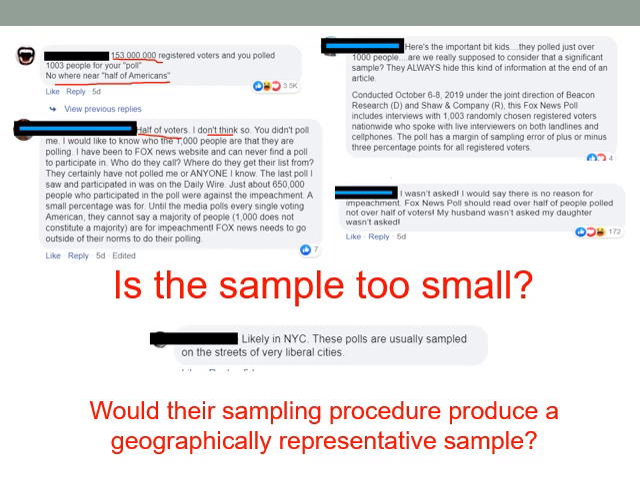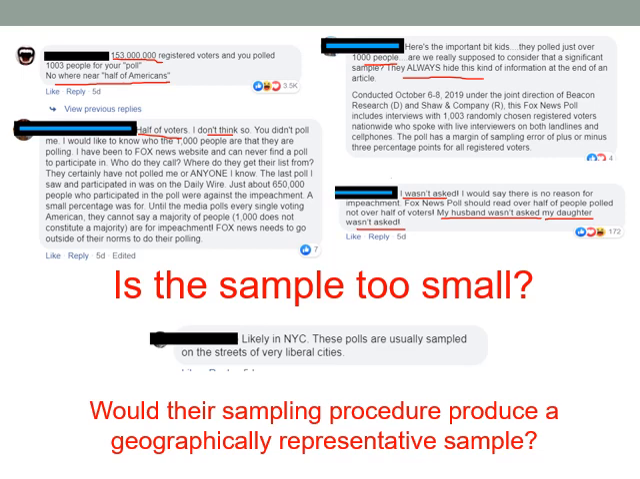153 million registered voters, and you polled 1,003 people for your poll, nowhere near half of Americans. Half of voters? I don't think so. You didn't poll me. Here's the important bit, kids. They polled just over 1,000 people. Are we really supposed to consider that a significant sample? They always hide this kind of information at the end of the article. I wasn't asked. I would say there's no reason for impeachment. Fox News poll should read over half of people polled, not half of voters. My husband wasn't asked. My daughter wasn't asked.